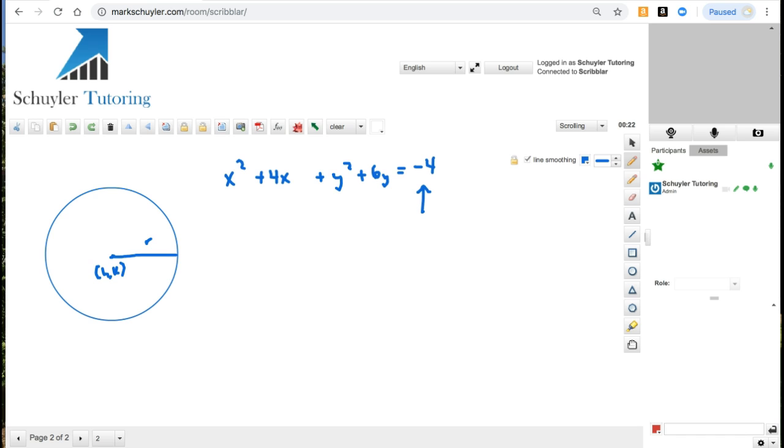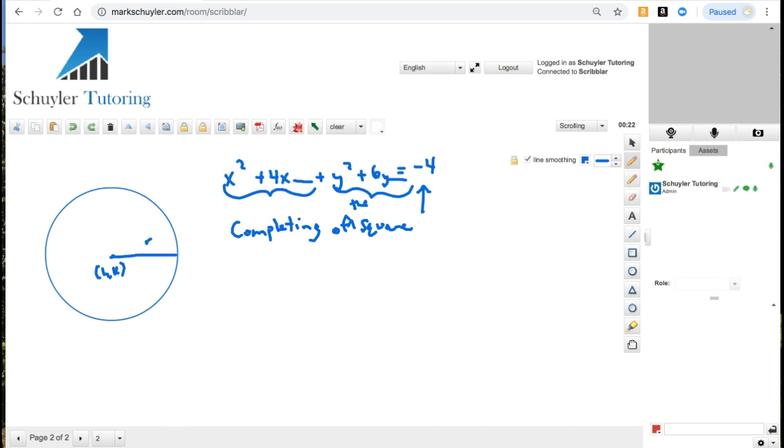You're going to have to do something called completing the square. You might have very vague memories of this, or maybe you'll know exactly what I'm talking about. But completing the square. Let's talk about that. What you do is you have to figure out what number comes after the 4x and what number comes after the 6y. Because what you want to do is end up having this and this factored into perfect squares.